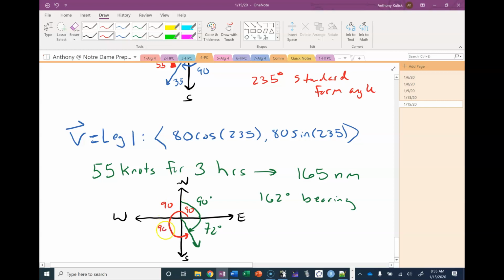So 90, 90, 90, and this missing spot must be 90 minus 72, so 18. So that's going to be 288 standard form angle. Everybody okay with how I did that?